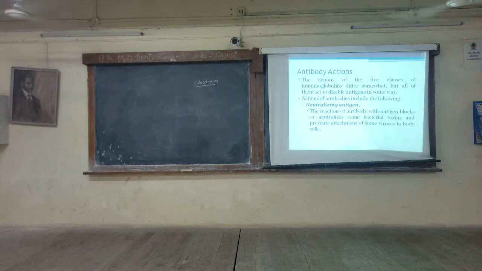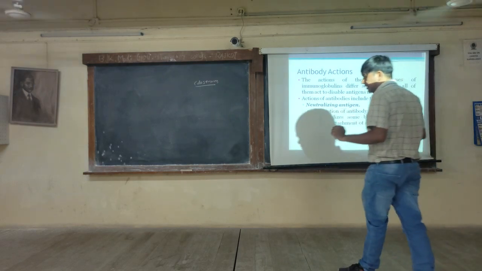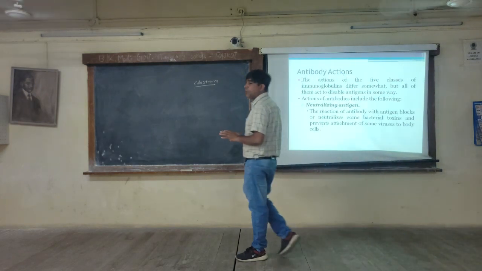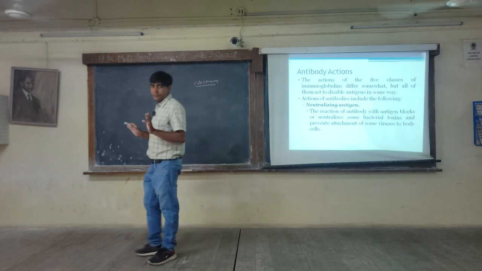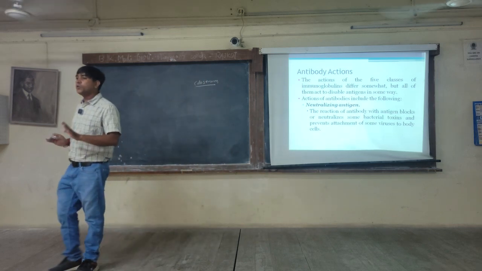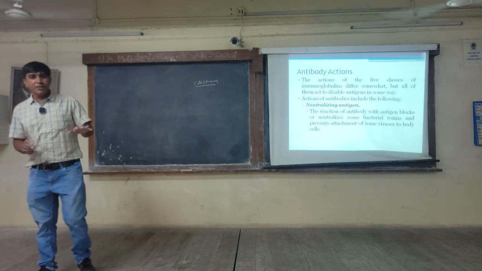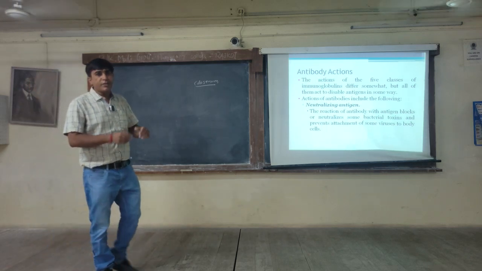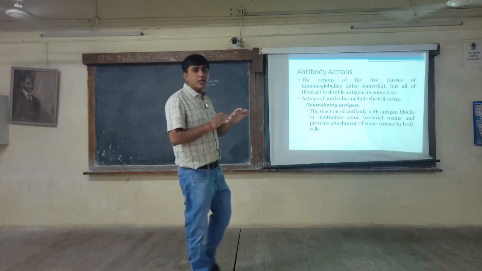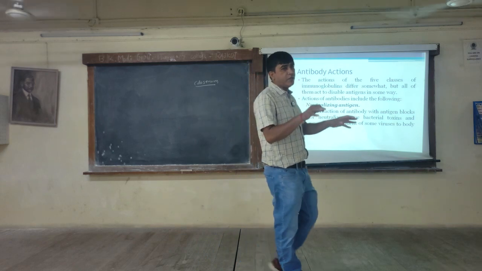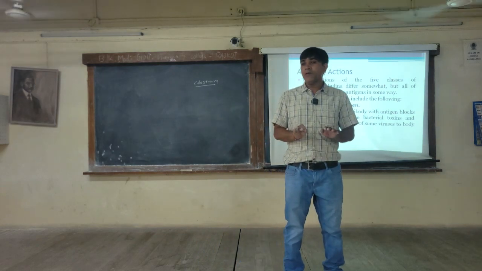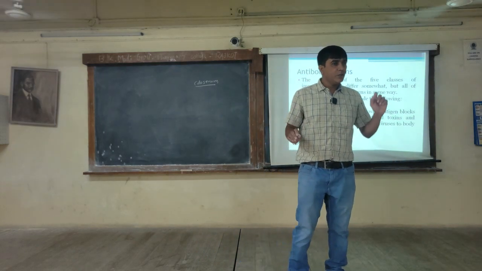Now, the antigen antibody actions: they neutralize the antigen. I think we already discussed that the antibodies will never kill the antigen. Antibodies will only neutralize the antigen. They will precipitate it, they will isolate it, they will make it immobile, they will cross-link it, anything. But they will never kill it.